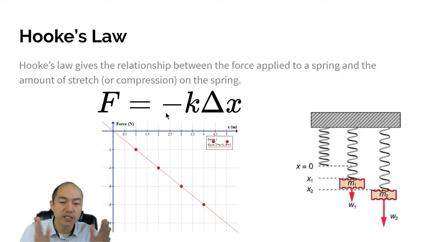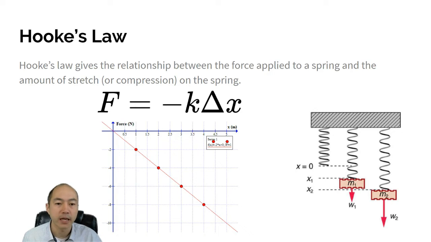And we generally don't stretch things a full meter. We usually just stretch them a few centimeters, but that relationship is linear. And the constant k is that spring constant that we talked about before. So big springs have a really big k value, and small springs have a very small k value. It's what we call Hooke's law.